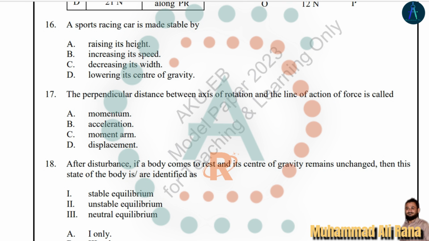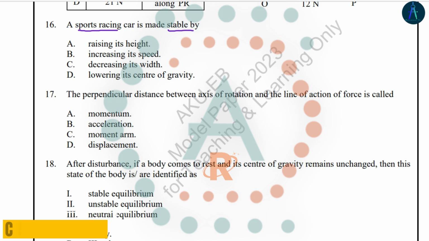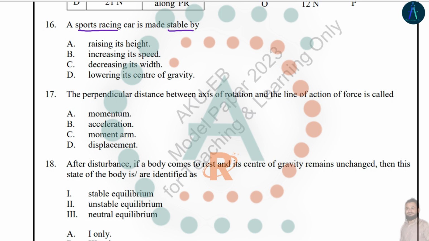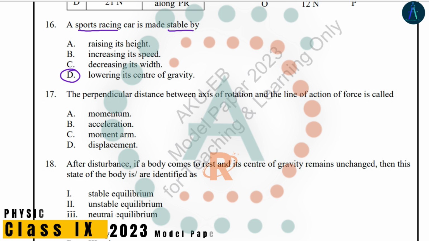Let's see question number 16. A sports car is made stable. So we know that stability depends on the position of the center of gravity as well as the base area. So lowering its center of gravity and increasing its base area would definitely increase the stability of the car. Option D is our right answer.